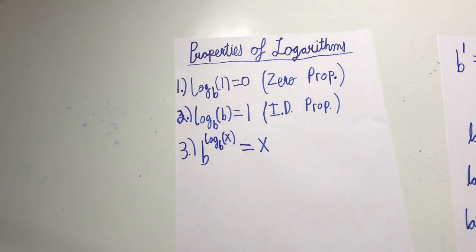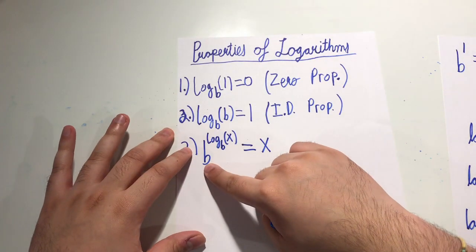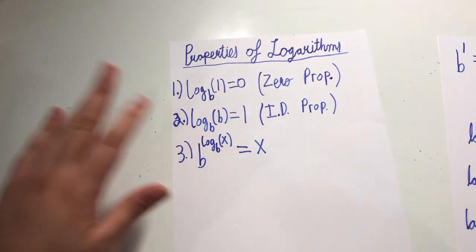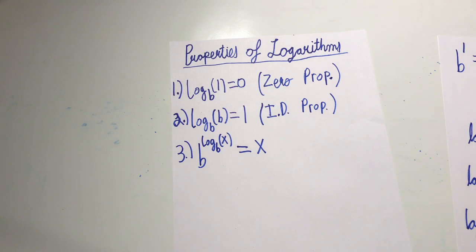What's happening is that the base of this full exponent and the base of the logarithm are able to cancel each other out, okay? And that's almost always how you get rid of a logarithm. Let me show you how that works, okay?